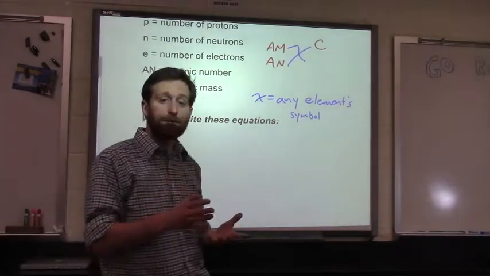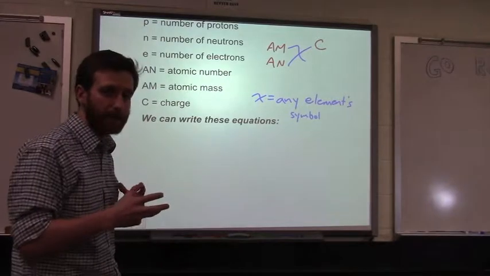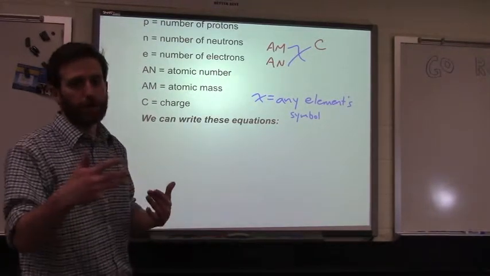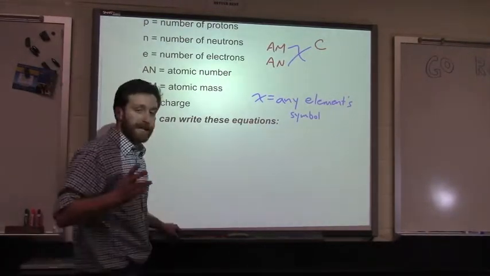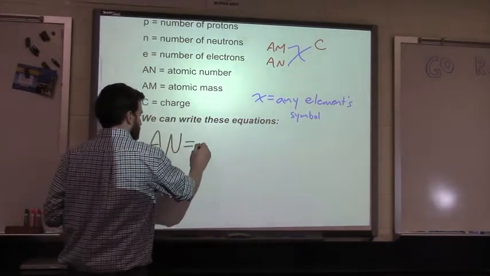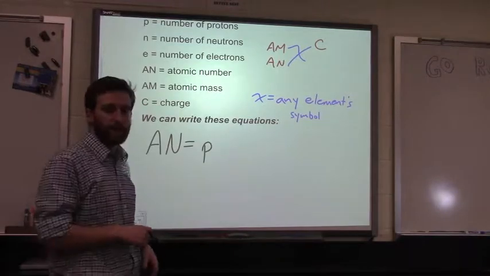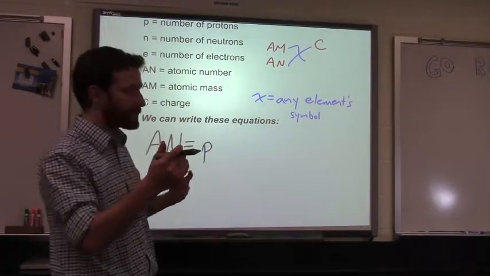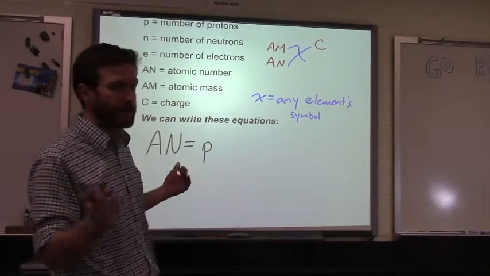If I wanted to calculate the atomic number of an atom, well, that's easy. It's just equal to the number of protons. So you could say AN equals P. Atomic number equals the number of protons. Very simple, no big tricks there, no mathematical operations either.